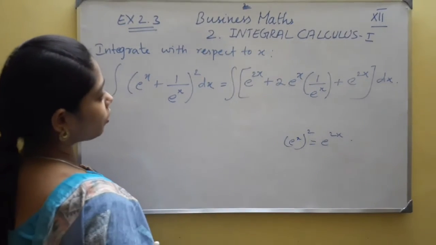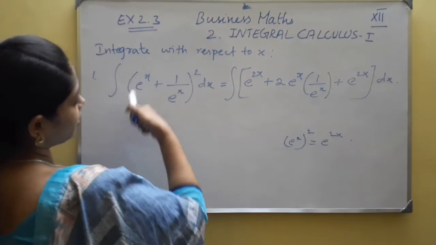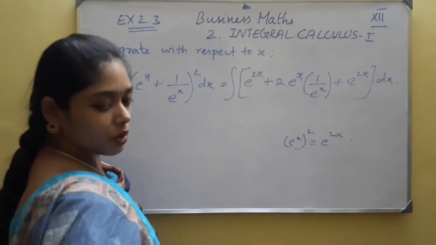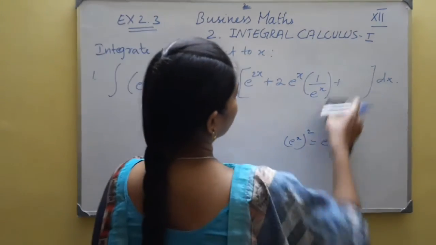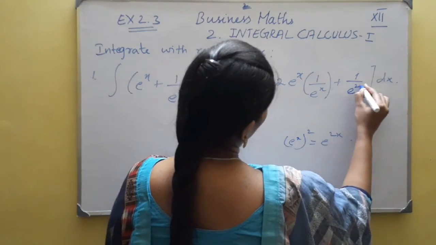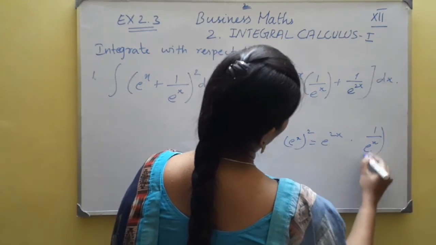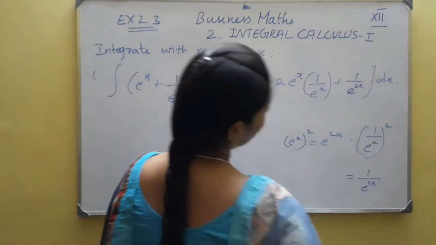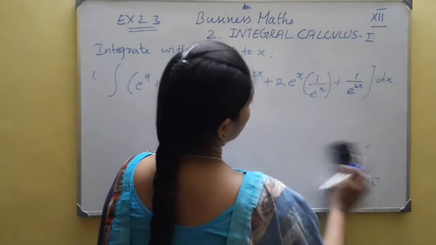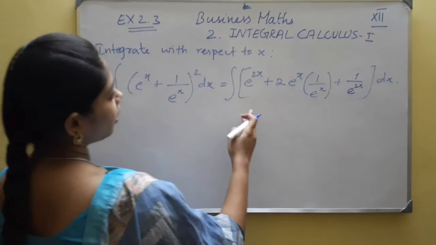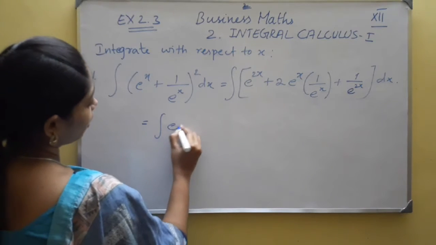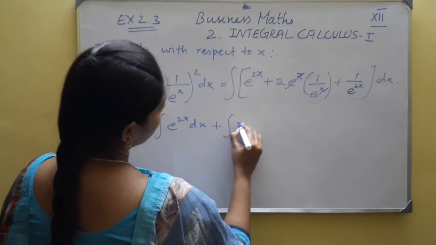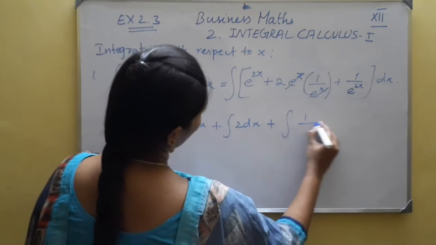I am writing this as e power 2x plus 2 times a into b, that is e power x into 1 by e power x, plus b square, which is 1 by e power x the whole square. That is 1 square is 1, e power x the whole square is e power 2x. Okay, so now I am going to take this integral for each term. Integral e power 2x into dx plus this gets cancelled, integral 2 into dx plus integral 1 by e power 2x into dx.